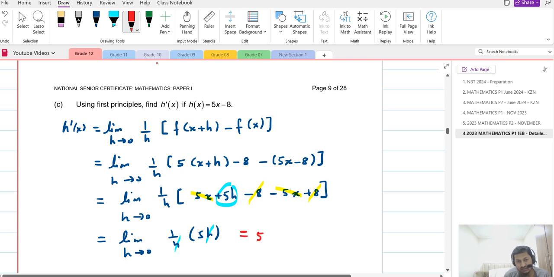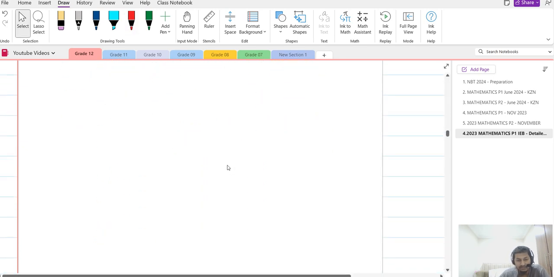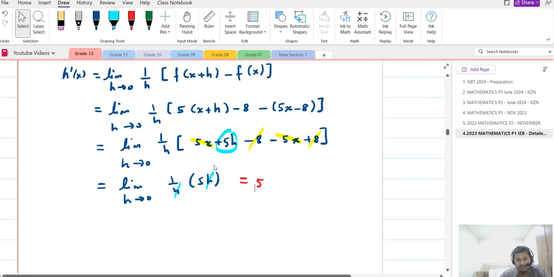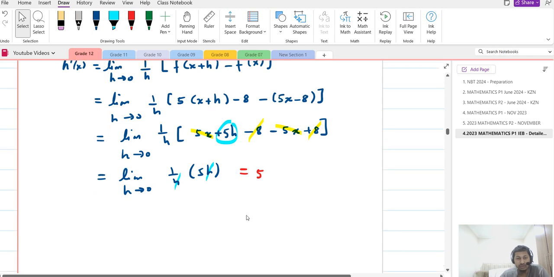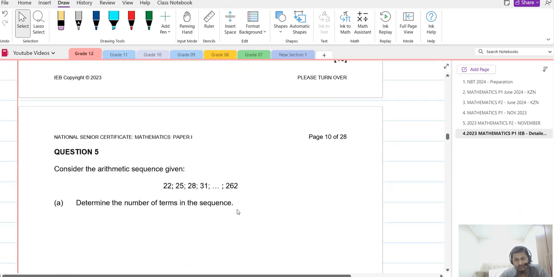Now if you use your rules to differentiate this, you still get 5. So nice question, basics. Moving on. Why is there so much space provided? Yes, because you have to keep on ruling off. So no need to do that. Use 1 over h, much better. So moving on to the next question.